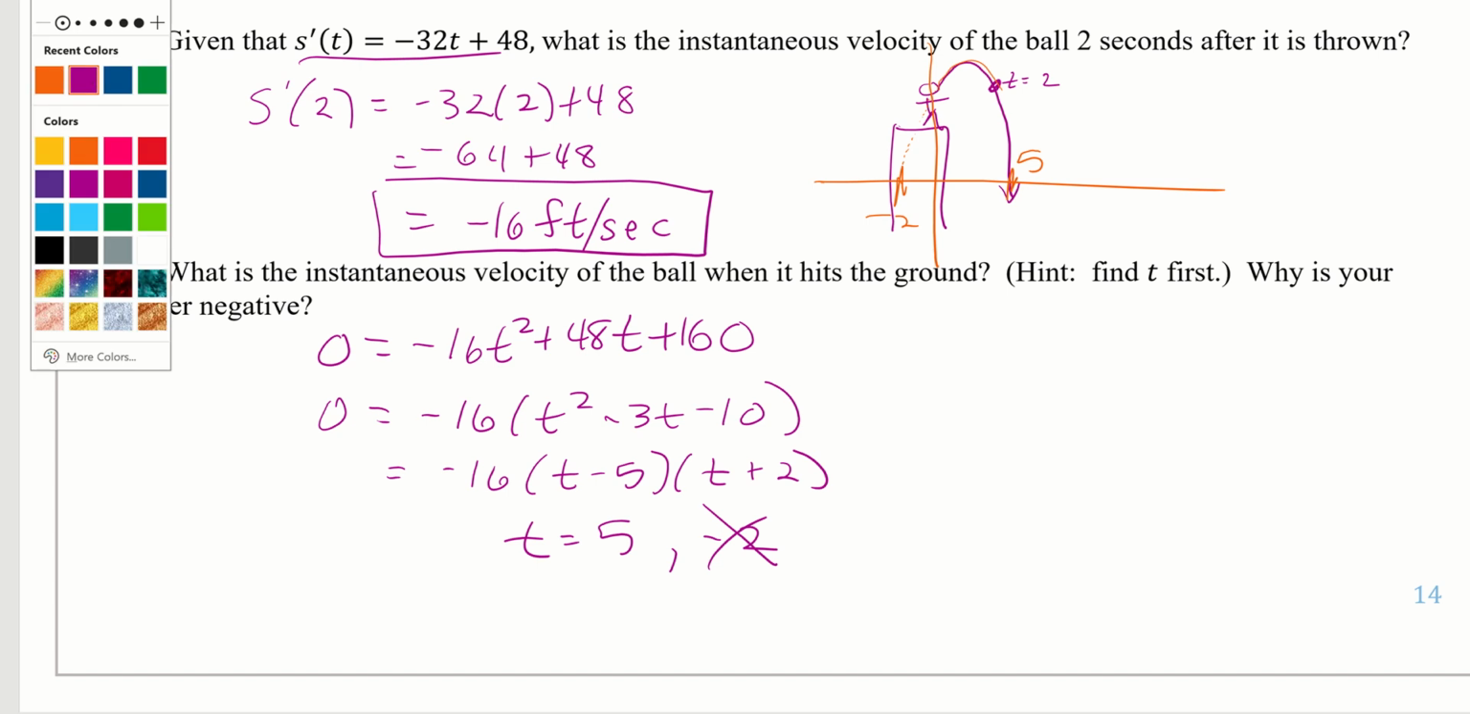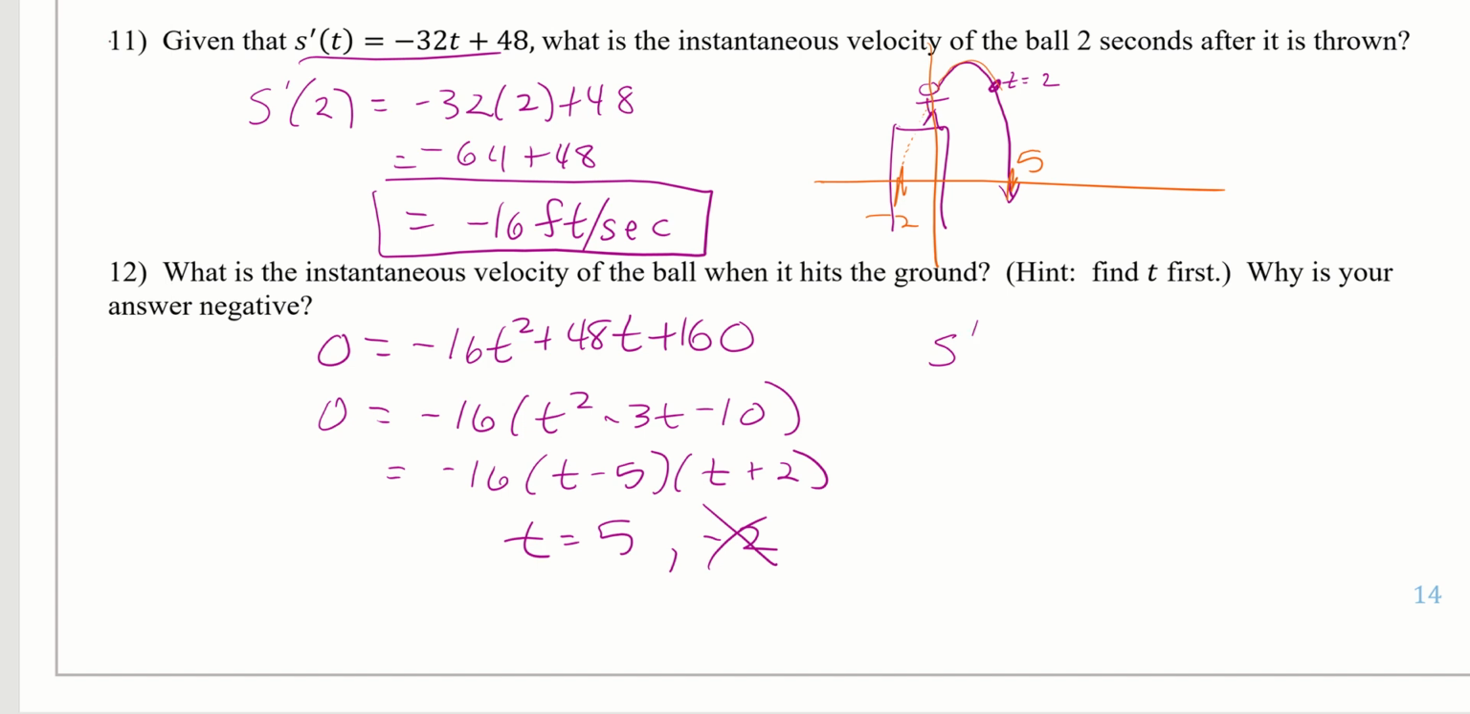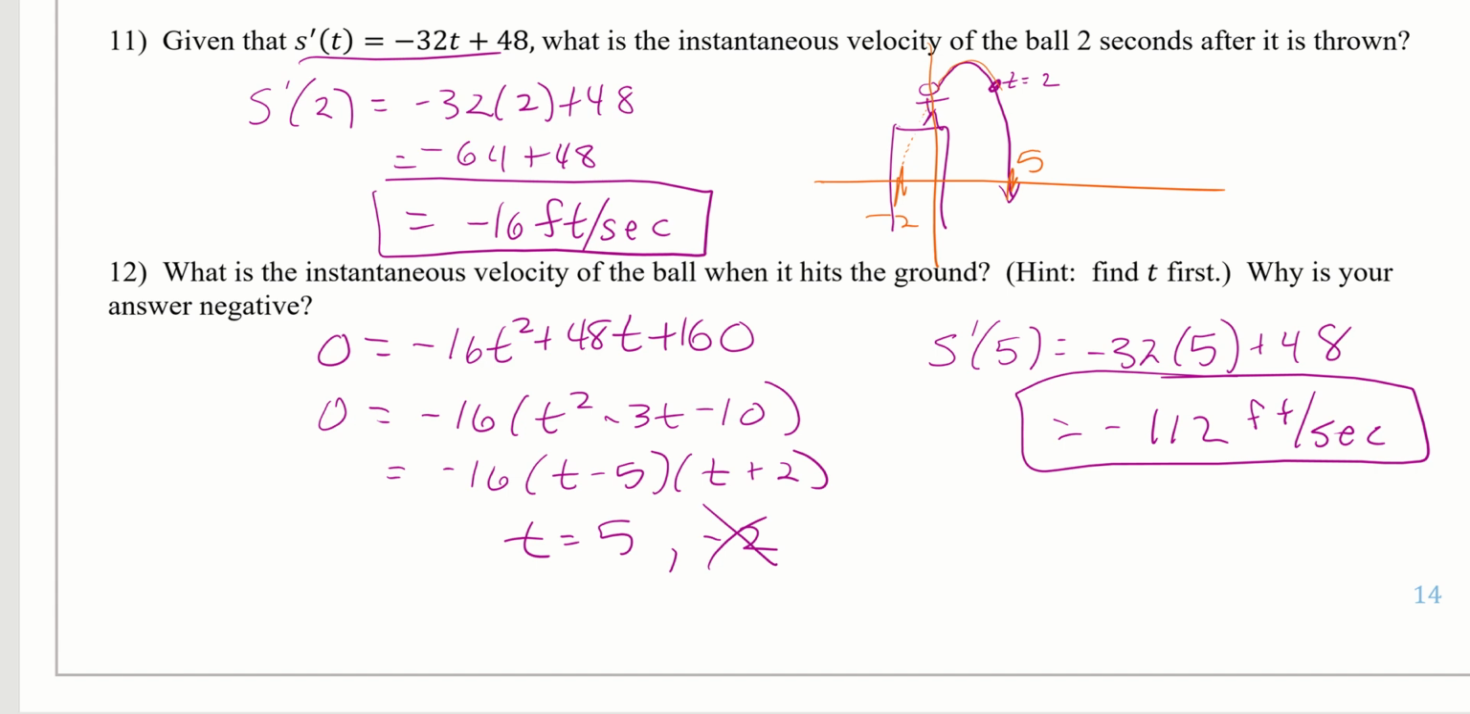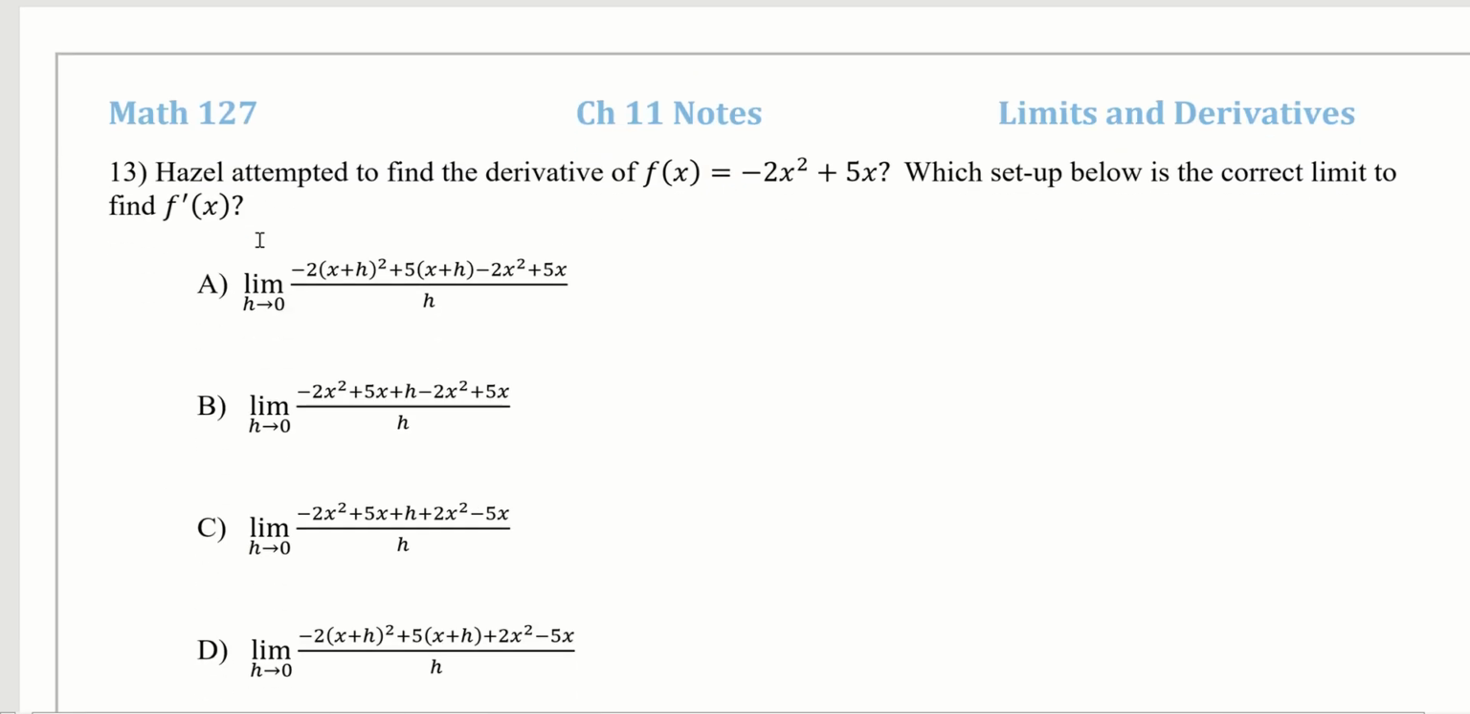So now I come back and my instantaneous velocity is plugging that 5 in, and so negative 32 times 5 plus 48. And that, when we calculate it out, is going to be negative 112 feet per second. And again, that's because it's going down. Cool beans. All right, last problem here, Hazel.